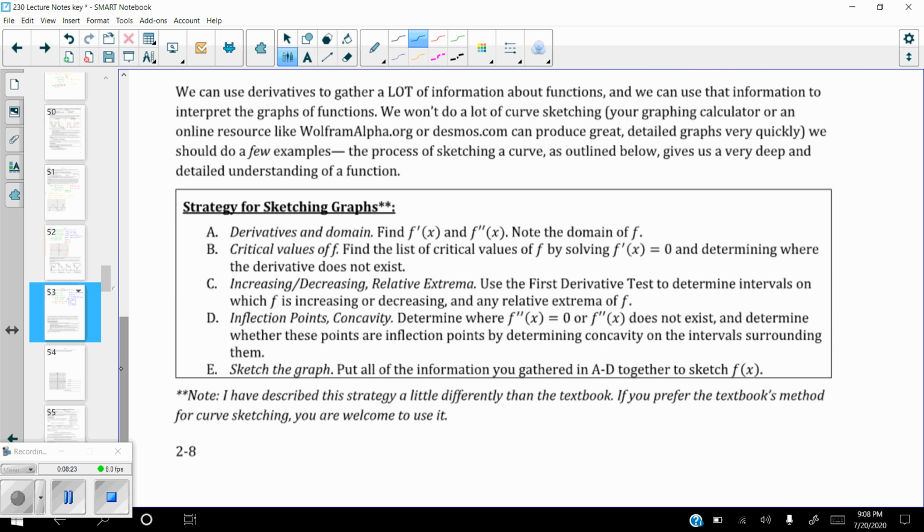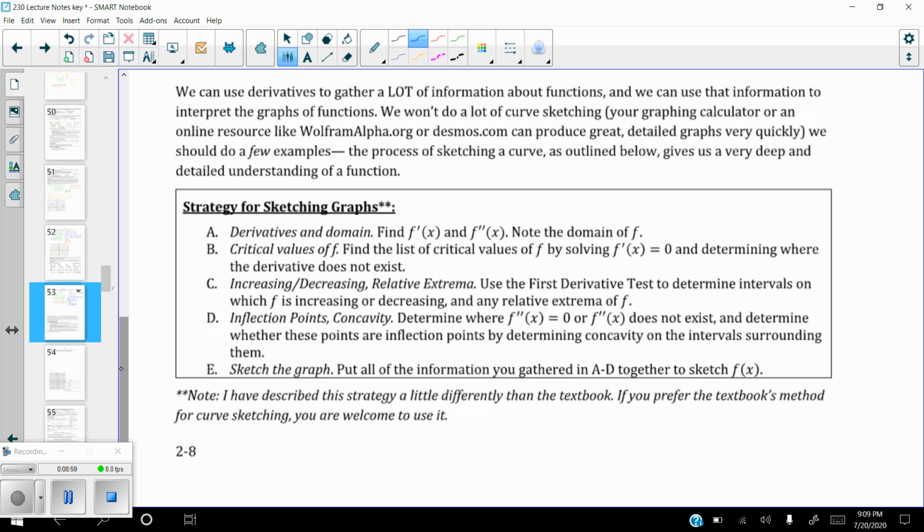So we can use derivatives to gather a lot of information about functions, and we can use that information to interpret the graphs of functions. We won't do a lot of the curve sketching that I did in the previous page and that we're going to finish this thing off with here, because the calculator can do this and it can do it with very good detail. Some things calculators can't show us really well, but for the most part they do good. So we'll just do a few examples. The process of sketching curves, however, gives you a really good, deep, and detailed understanding of how a function works and what all the components of the derivatives actually give us.